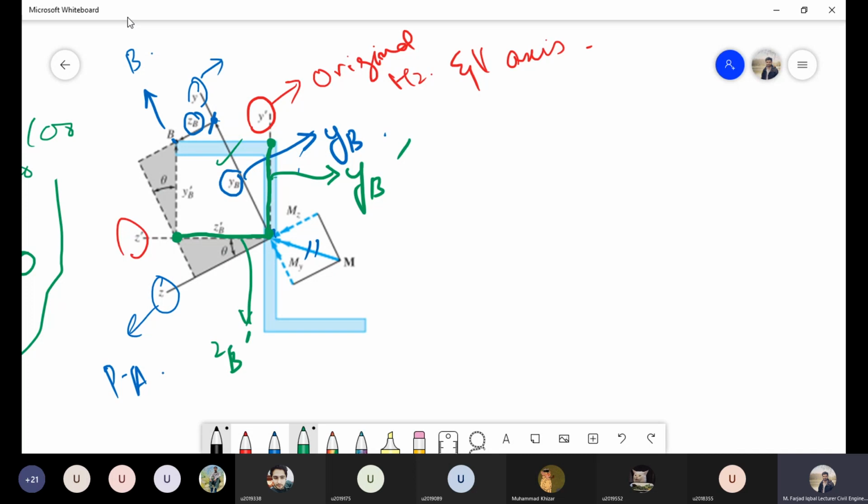Now, can anyone tell me what will be this angle? Anyone?